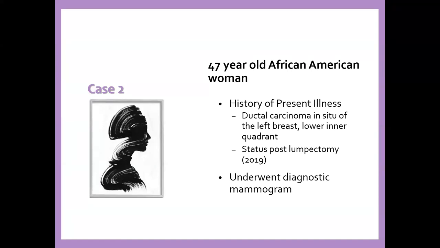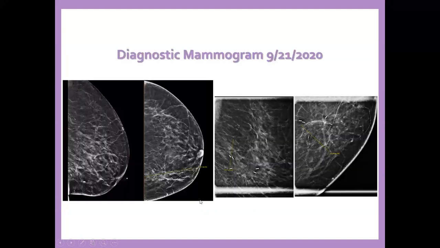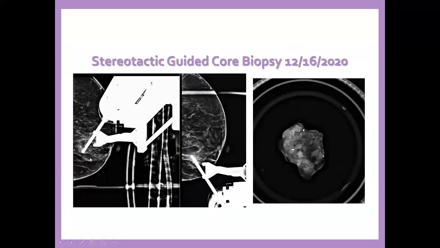Case number two is a 47-year-old African-American woman. The history of present illness: the patient has had ductal carcinoma in situ of the left breast, lower inner quadrant, and underwent diagnostic mammogram. And this is an abnormality seen in the mammogram, as you can see here.